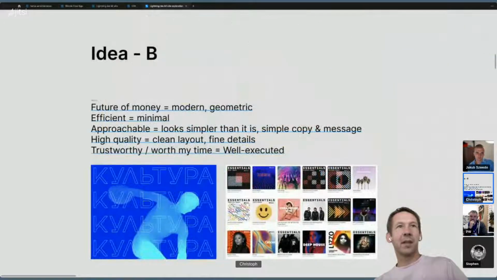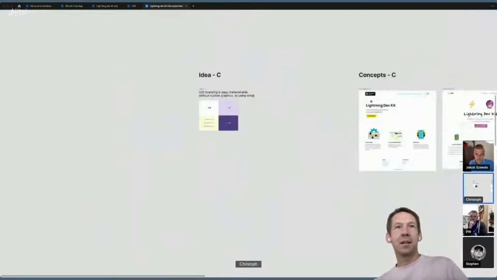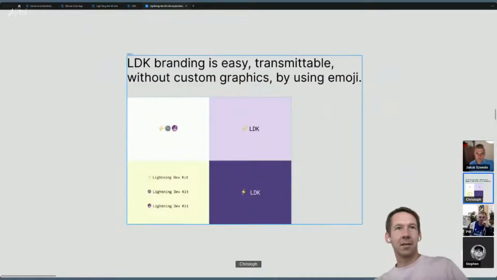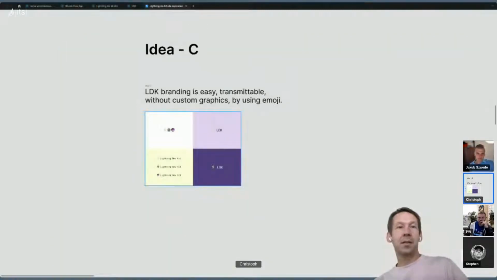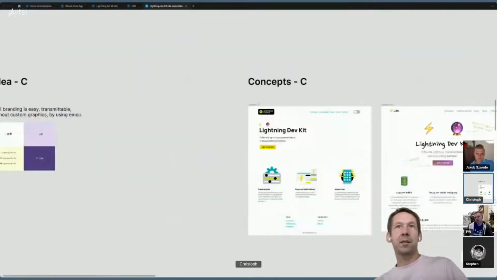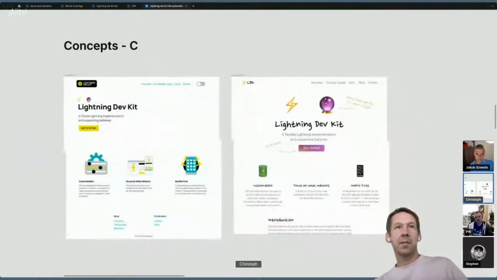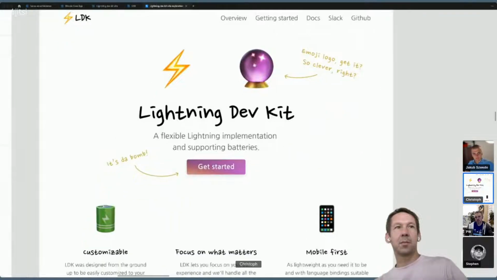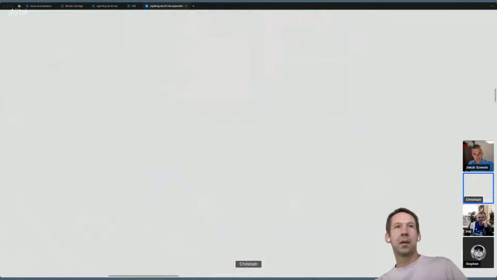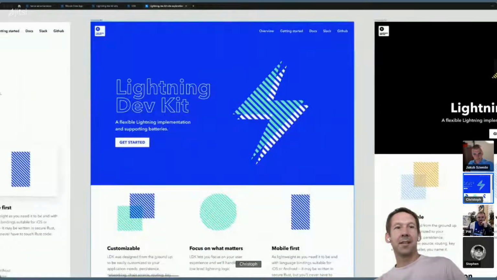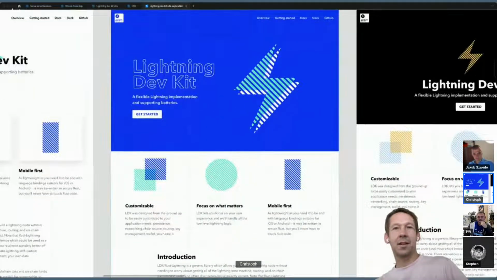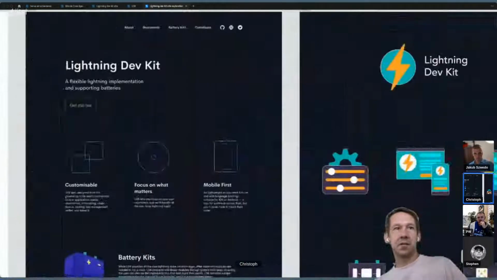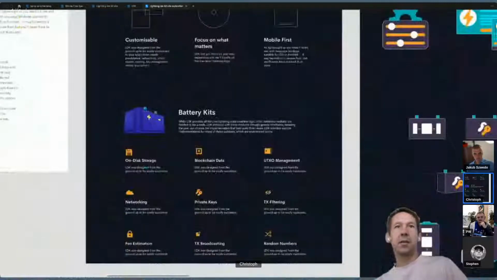Future of money, I don't know, some ideas there. And then idea C was around using emoji as versatile branding. Those were just rough ideas, right? Then each idea was turned into a concept. The emoji one was more playful with the language, a little bit more goofy, more colorful, using emoji everywhere. This one was a bit more serious, with sharp angles and strong electric colors. And then you can see a different style of illustrations here.